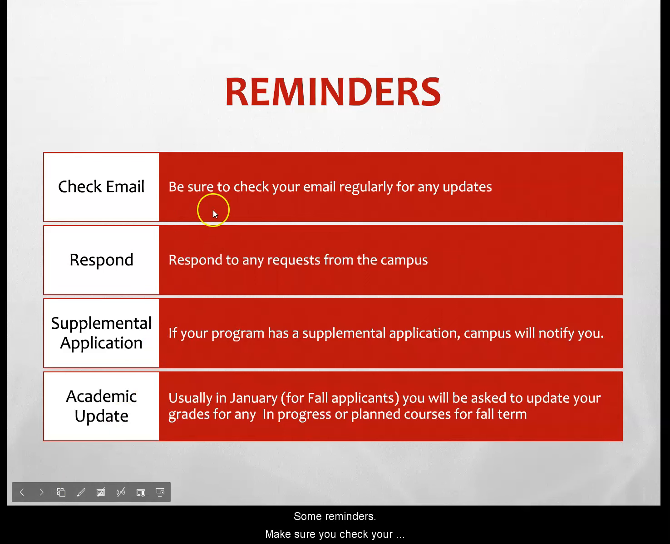Some reminders: make sure you check your email regularly for any updates. This is the way the CSU is going to communicate with you. Make sure you respond to any requests that the campus makes of you and that you do that as soon as possible. If your program requires a supplemental application, then the campus will notify you. Make sure you complete that as well. Academic update: usually in January, for fall applicants, you will be asked to update your grades for any in-progress or planned courses for the fall term, so make sure you do that as well.